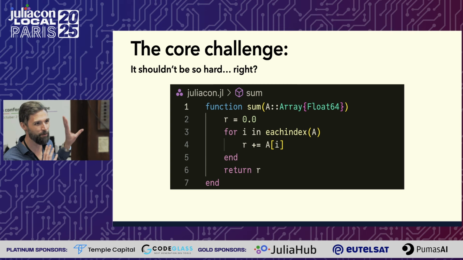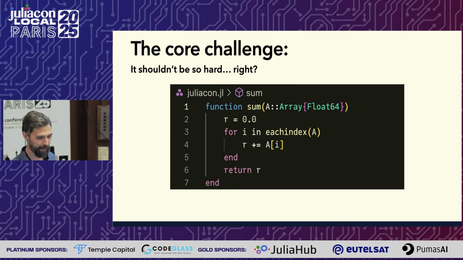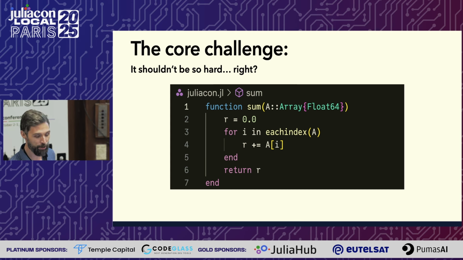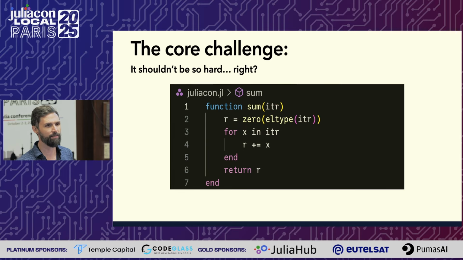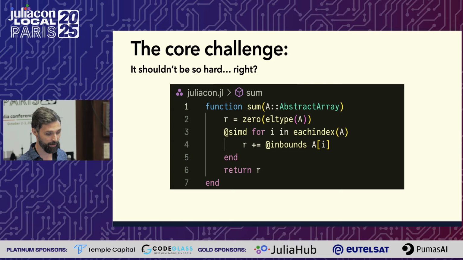This is how lots of tutorials start, but hopefully you're all cringing at this. This isn't how we should write this, right? We know better than this. We're a dynamic language. We don't need to hard code types. We can say it's an abstract array. We can change the beginning, the initialization of how we do this addition. We can even support non-arrays just by iterating over things. We can add SIMD annotations to get better performance here.